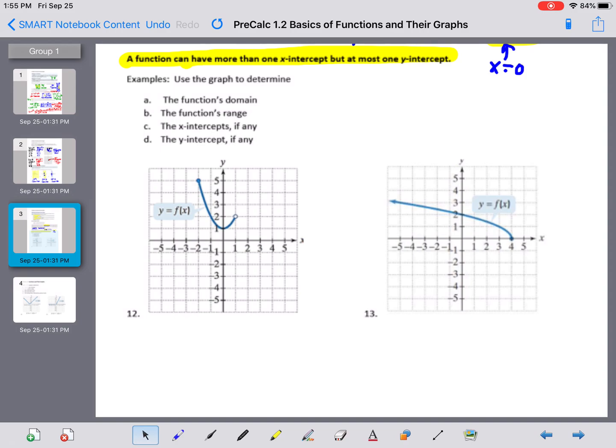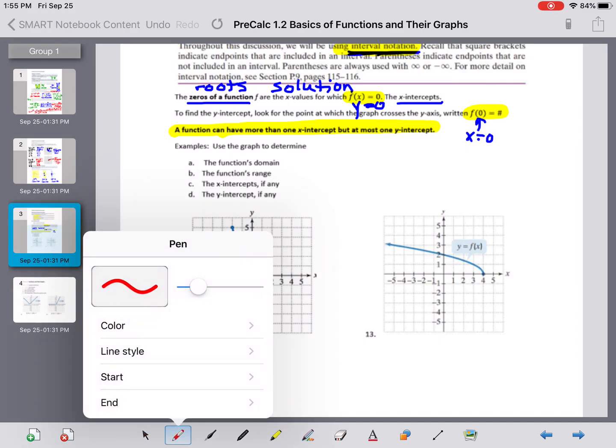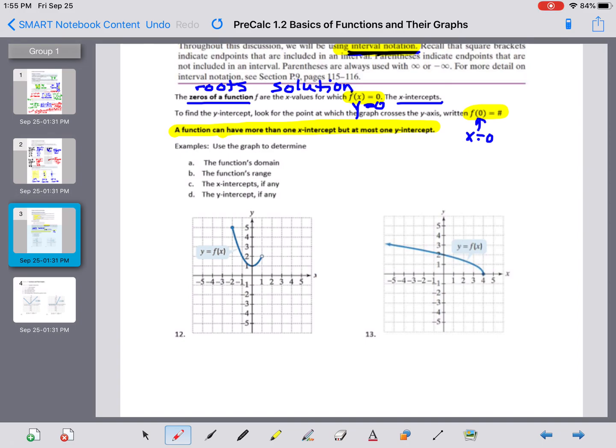Let's lift this page just a bit more. We are going to go through and say, what do we notice on these graphs now? On the first graph I have 4 things I want to find. For A, we want to find the domain, listed in interval notation. For B, I want the range, again in interval notation. For C, I want the x-intercept, and for D, I want the y-intercept.